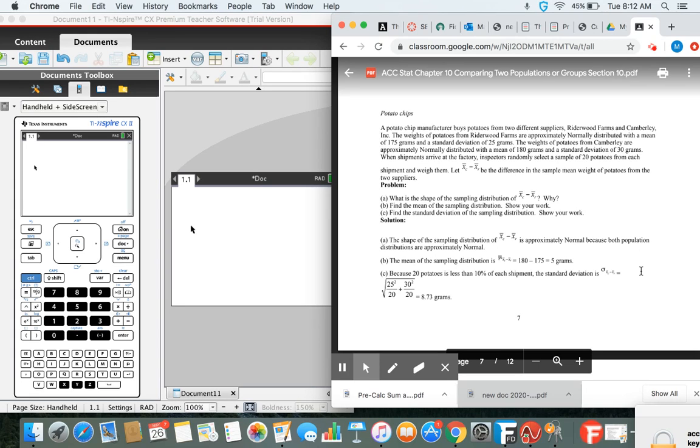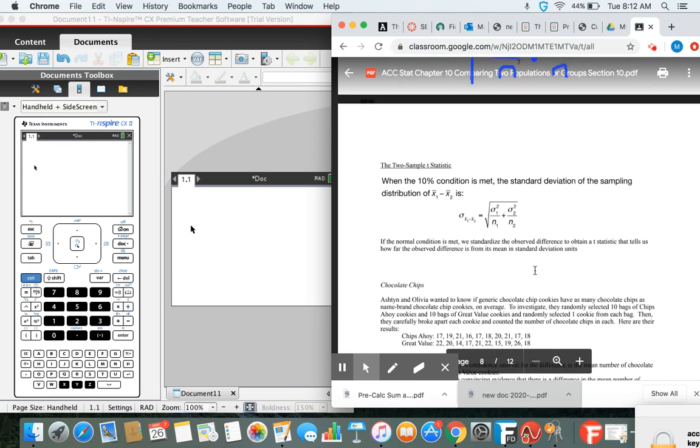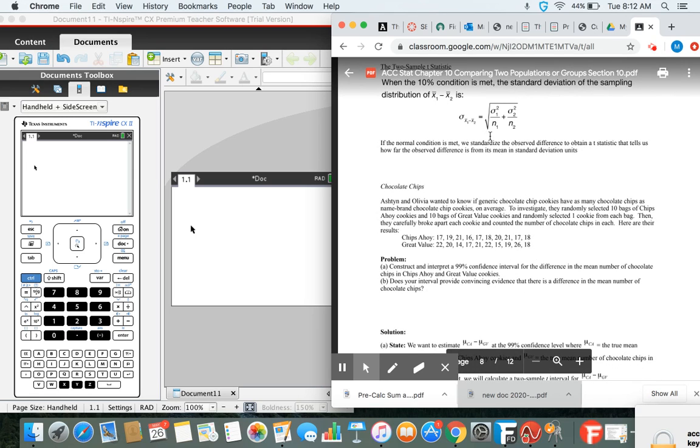The standard deviation is just a little bit more work. You have to take the square root of, if you look here, the standard deviation squared divided by the sample size. So I'll write that down. It's s squared divided by n, your sample size. And then you do the same thing for the next one. So we could say this is Riderwood. Then we would have to do the same thing for Camberley. We would take their standard deviation, square it, and divide it by however many we sampled at that farm, right? And it's the square root of all that. So I just went over that here for you.